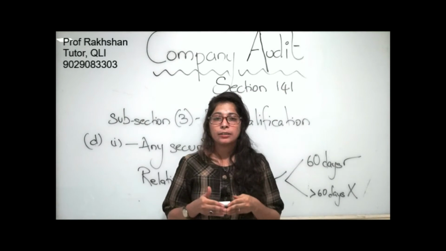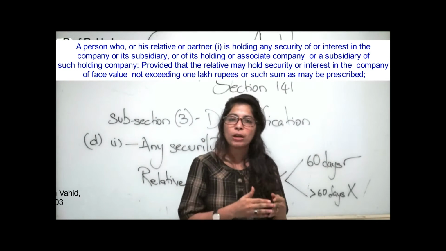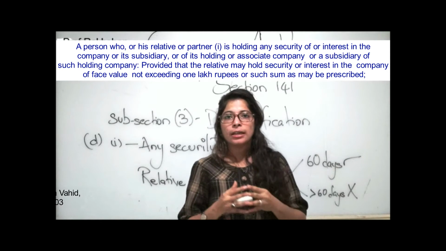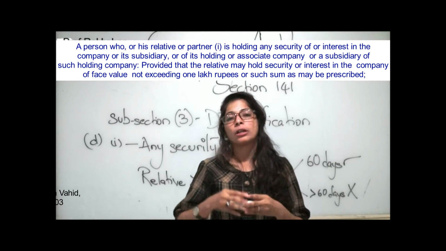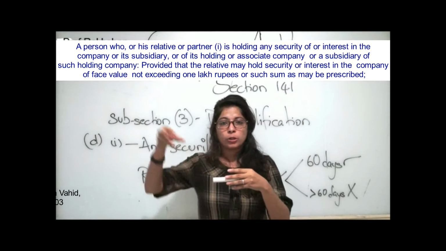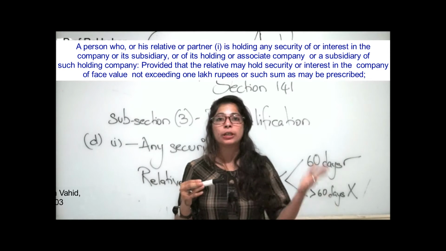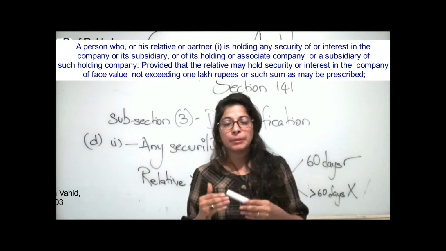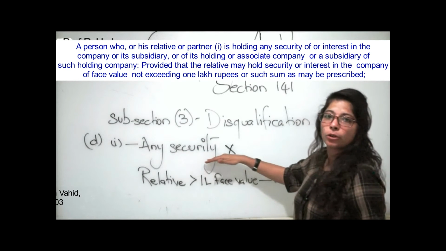Moving on to the condition D, what does it say? It says that a person or his relative or partner is holding any security in the company or its subsidiary company or its holding company, an associate company or subsidiary of the holding company. That means, what does it start with? It says holding any security.